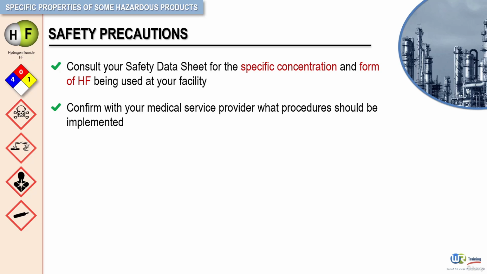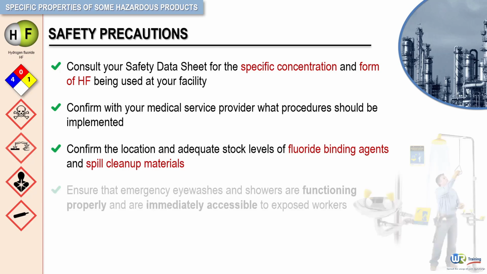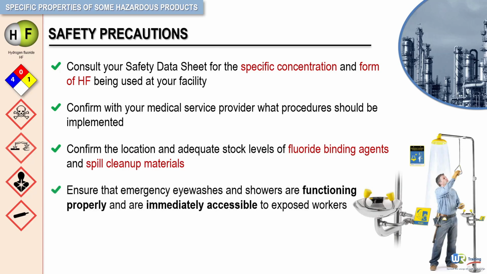Also, before starting work, confirm the location and adequate stock levels of fluoride binding agents and spill cleanup materials, and ensure that emergency eye washes and showers are functioning properly and also are immediately accessible to exposed workers. Needless to say, all workers involved in hydrogen fluoride processing, handling, manipulating, or storing should be adequately trained, not only on how to do all these operations safely, but also in terms of first aid and how to respond to emergency situations.